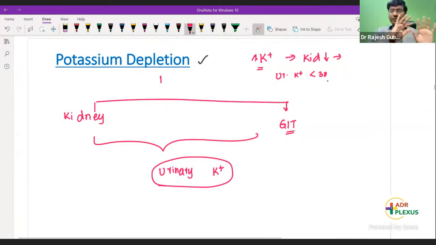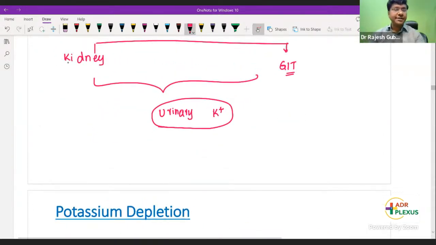Okay, now we will come out of hyperkalemia into hypokalemia. So in order to differentiate whether the hypokalemia is due to urinary loss of potassium or due to gastrointestinal tract loss of potassium, you have to test for the urinary potassium. Suppose the potassium loss is due to the kidney, that means urinary loss, the urinary potassium value will be more than 30 milliequivalents per liter.